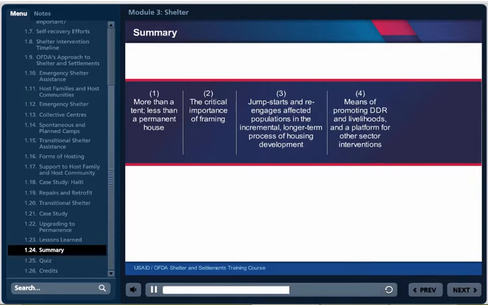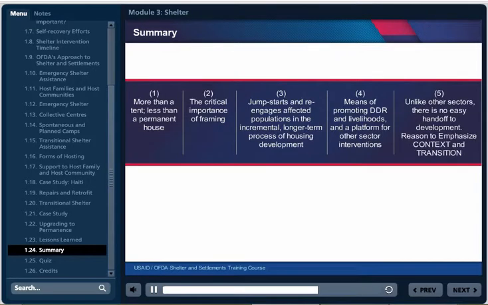Shelter is also a means of promoting disaster risk reduction and livelihoods, and the platform for other sector interventions. And, unlike other sectors, there is no easy handoff from shelter assistance to permanent housing reconstruction. With this programmatic vacuum, it's all the more reason to emphasize context and transition. Let's move on to Session 4.